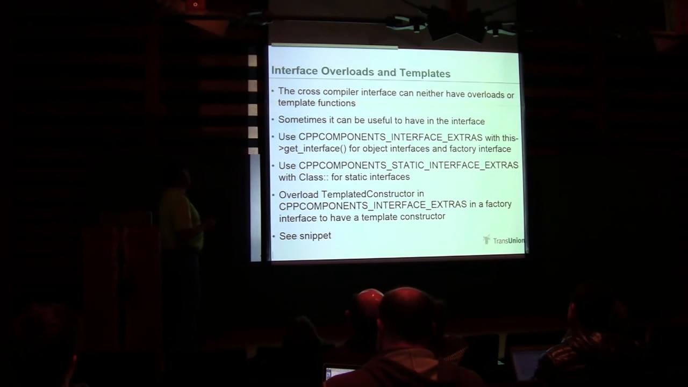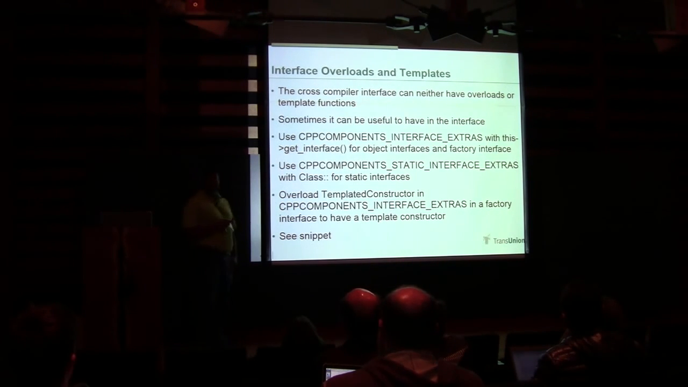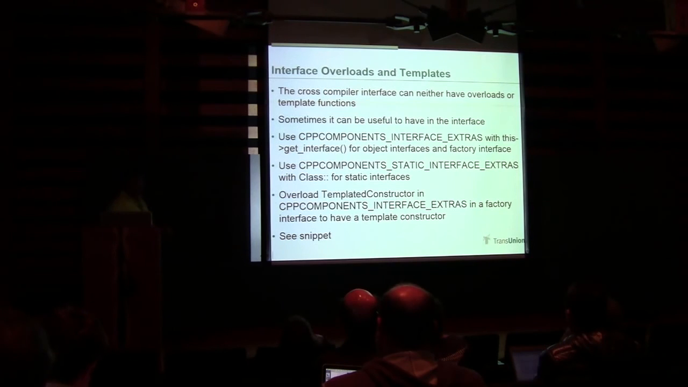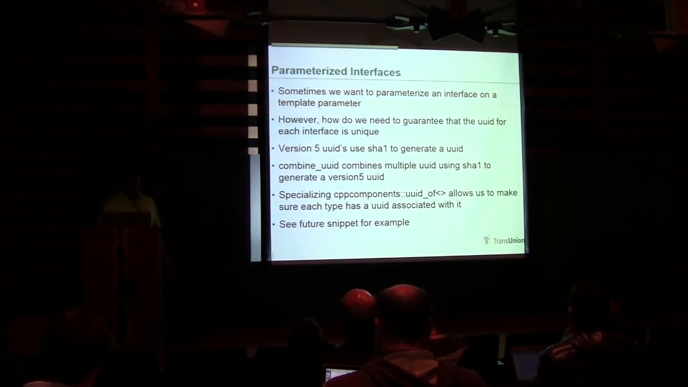We'll skip over this generally. Because of the way we can have either overloads or templated functions, there's a way to add them in there. We can talk about it a little bit later. You can come talk to me afterward. Basically, there's something called TPP, interface extras, static interface extras, and then we can even have templated constructors in there that will map to the underlying type.